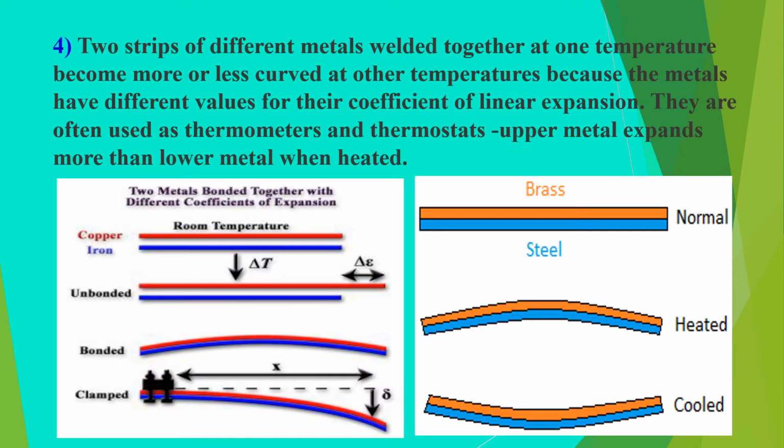Application number 4. Two strips of different metals welded together at one temperature become more or less curved at other temperatures because the metals have different values for the coefficient of linear expansion. They are often used as thermometers and thermostats. In the figures below, the upper metal expands more than the lower metal when heated.